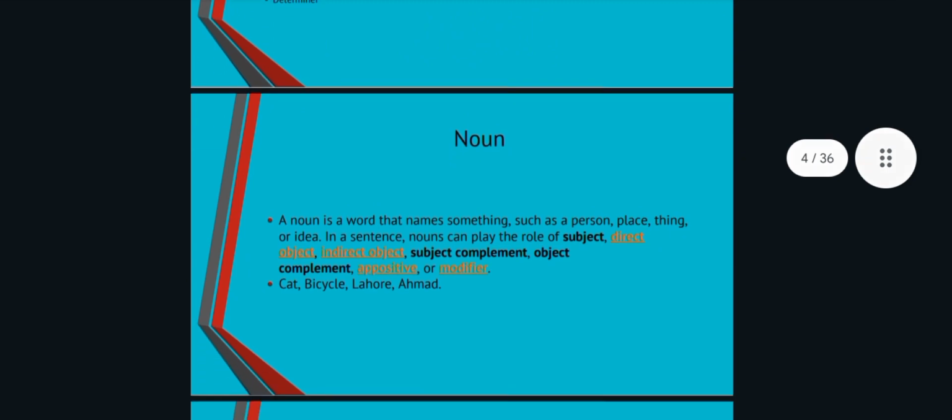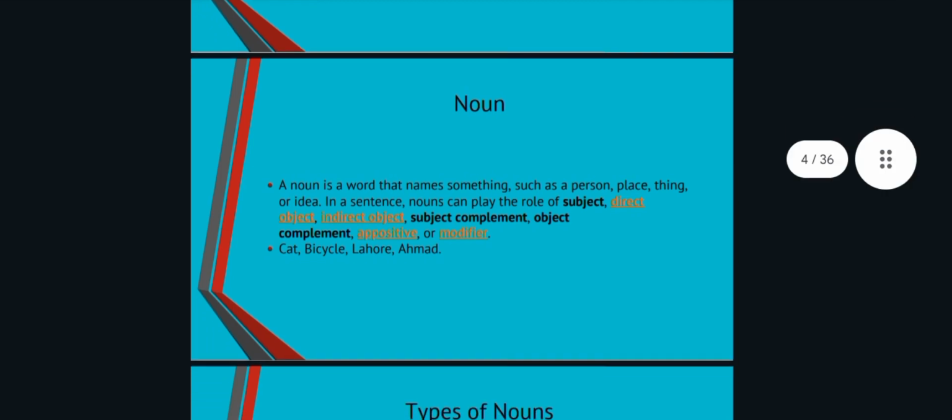A noun is a word that names something such as a person, place, thing, or idea in a sentence. Nouns can play the role of subject, direct object, indirect object, subject complement, object complement, and appositive modifier. Cat, bicycle, Lahore, Ahmed. A subject comes before the verb. A direct object receives the action of the verb and comes after the verb. An indirect object comes in between, like "He gives me 5 rupees." Here, me is acting as an indirect object.